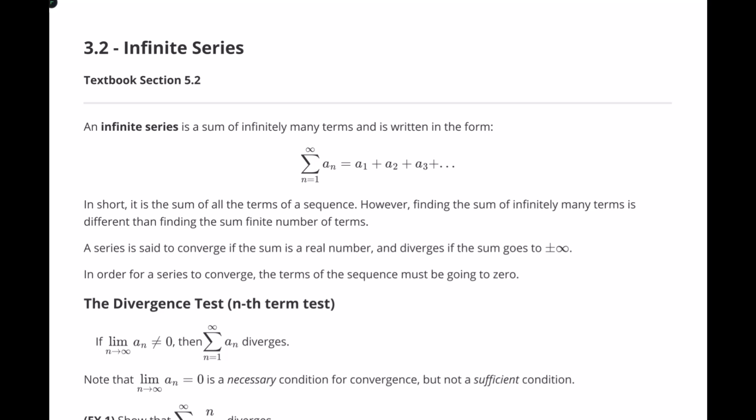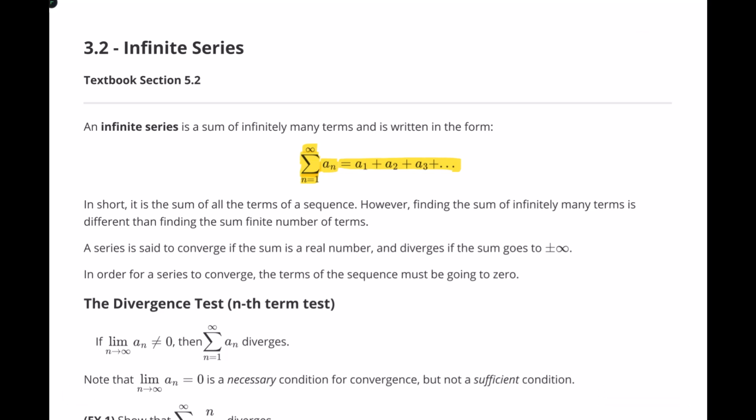So definition here, an infinite series is a sum of infinitely many terms and written in the form, this is the Greek letter sigma, capital Greek letter sigma, all right? n equals 1 is the starting point for the series, and infinity is the ending point. a sub n is a function, and we plug integer values of n into this function, whatever it happens to be, and that gives us the terms of the sequence.